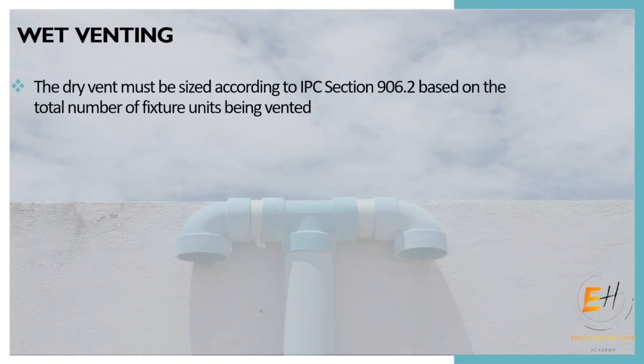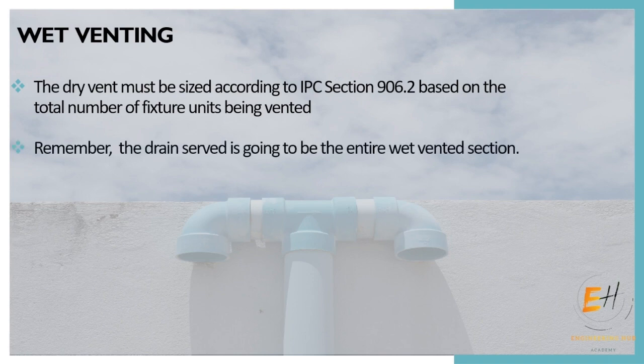The dry vent must be sized according to Section 906.2 of the International Plumbing Code, which specifies the minimum diameter of the vent pipe based on the total number of fixture units that are being vented. This is important to ensure adequate ventilation and prevent the buildup of harmful gases in the plumbing system. Proper sizing of the dry vent is also important to prevent excessive pressure drops, which can affect the performance of the entire plumbing system. Remember that in this case, the drain served is going to be the entire wet vented section.